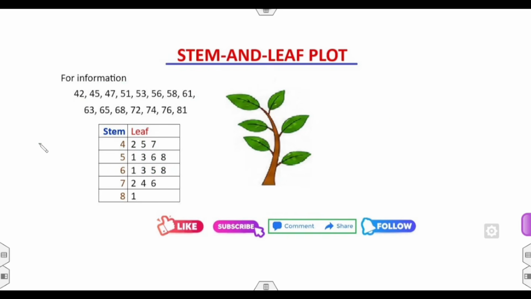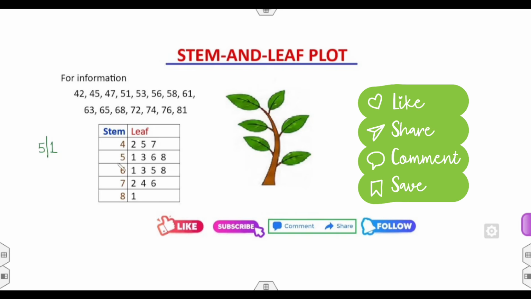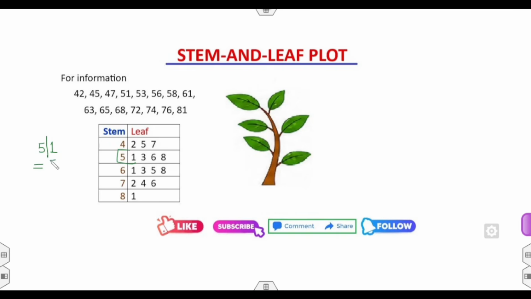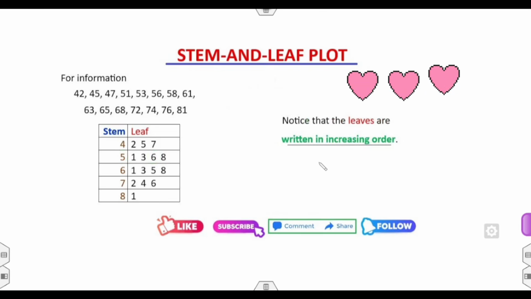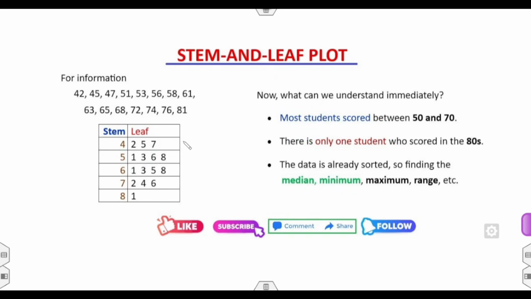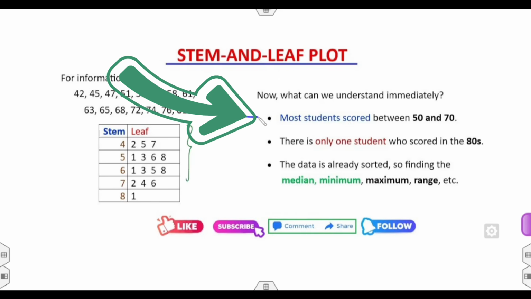Make sure, students, that the number, for example, 5 | 1, the meaning of this is 51. Now from this table, the stem and leaf table, we can easily identify that each observation is preserved. Like what is the meaning of the 6? The stem is my 5, so the number is 56. Second, based on this information, as I mentioned, we can always write in increasing order, and based on this stem and leaf table, we can easily identify that most of the students fall under the score of 50 to 70.